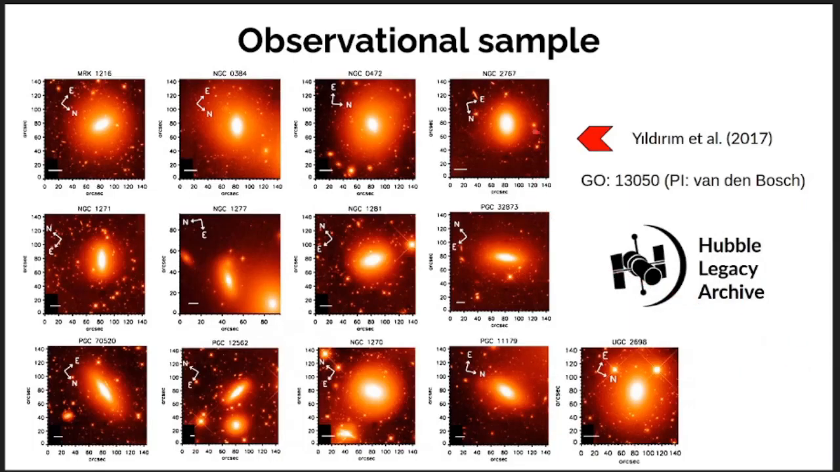Our observational sample is composed of 13 galaxies that were observed with HST, the Hubble Space Telescope, and their data are available in this archive. They were observed in 2016, I think, and Rodrigo published this work in 2017.